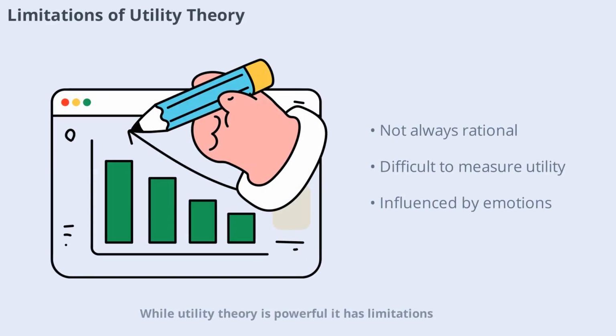While utility theory is powerful, it has limitations. People don't always act rationally or have perfect information. Emotions, habits, and social influences can lead to choices that don't maximize utility. Additionally, it can be hard to assign precise utility values to complex or unfamiliar options. Recognizing these limitations helps us use utility theory more effectively and realistically.